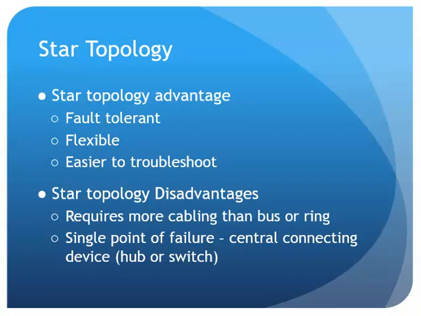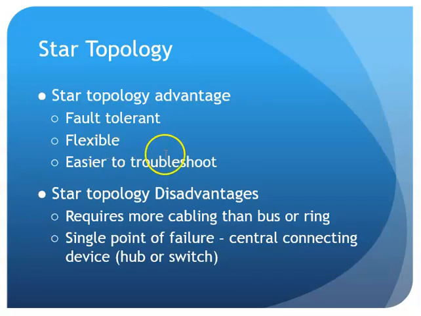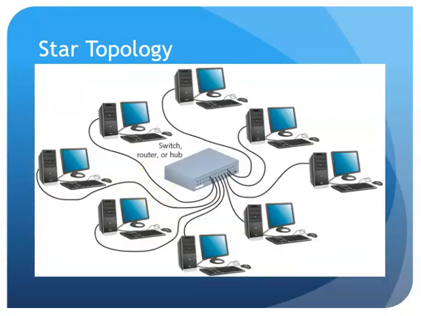Now, with the star topology, I get some fault tolerance. Again, if there's an issue with this cable here, it does not affect anybody else, because this is the connectivity device in the middle. It is flexible. I can add and remove people very easily. Before, with that bus, if I remove somebody, it might break the whole network.